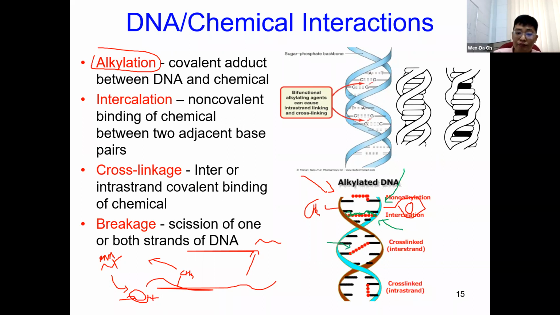Binding of this covalent bond, interchange, inter-strand, right? And then you can also have another one, which is breakage. Breakage means scission of one or both strands of DNA. Usually breakage is due to ROS, reactive oxygen species, right?